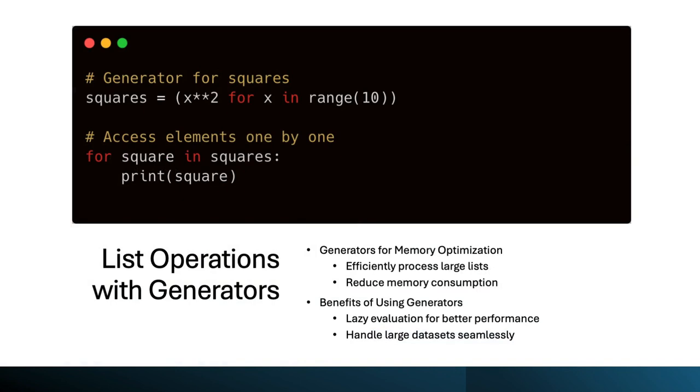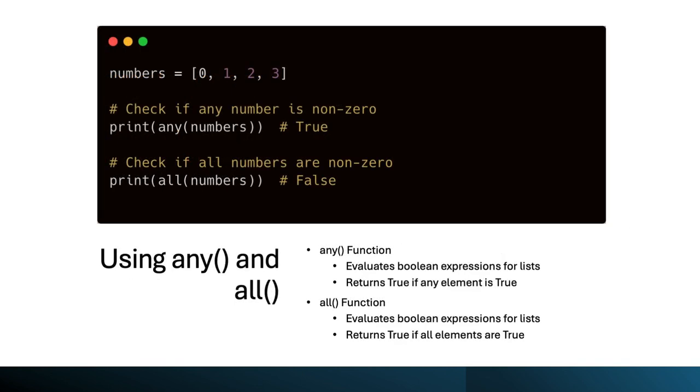Using generators can help optimize memory usage when processing large lists. They allow for efficient processing and reduced memory consumption. Generators provide lazy evaluation, enhancing performance and handling large data sets seamlessly. The any function returns true if any element in a list is true, while the all function returns true if all elements are true.